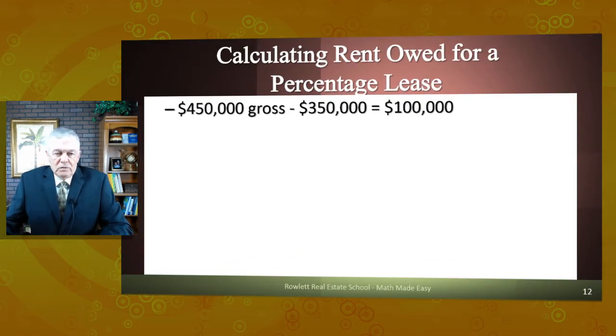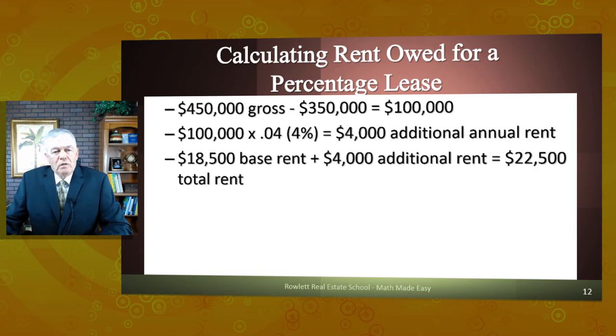The $450,000 gross minus the $350,000 exempt gives you $100,000. So $100,000 times the 4% gives you $4,000 additional annual rent. Now then we got the $18,500 base rent, which is already an annual amount, so we don't have to take it times 12. Plus the $4,000 additional rent gives you $22,500. That's how the state will change up things for you, so you have to read the question very, very carefully.